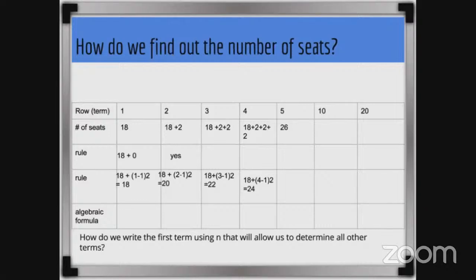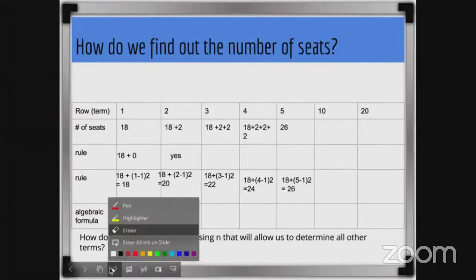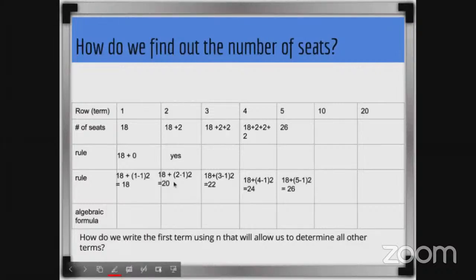Nine, because I'm taking away 1 from the row all the time. Let me get my pen. From here, I'm at 2. And I'm not adding 2 sets of 2. I'm adding 1 less than the 2. So I'm adding 1 set of 2. I'm at 1 here. And what is 1 less than 1?